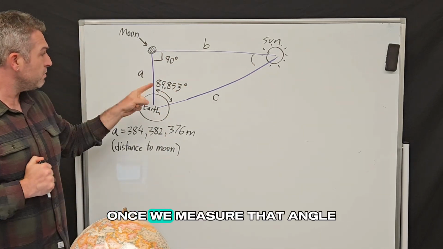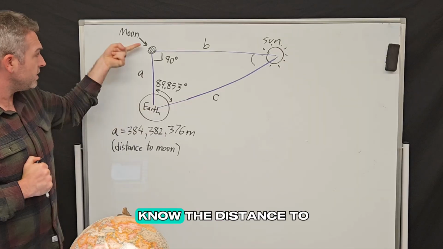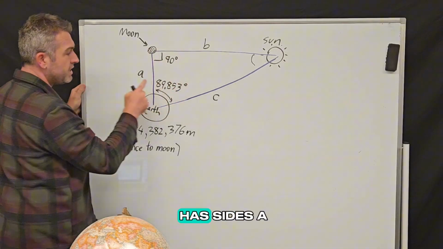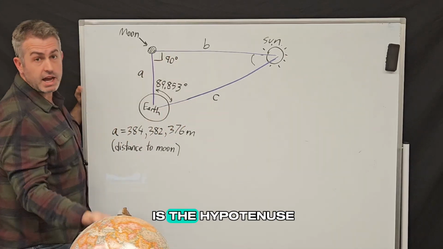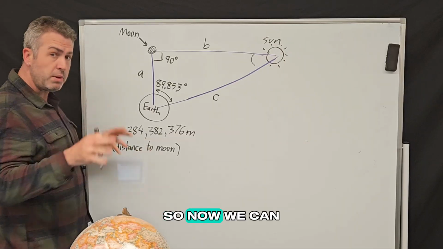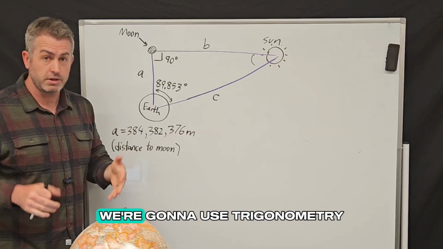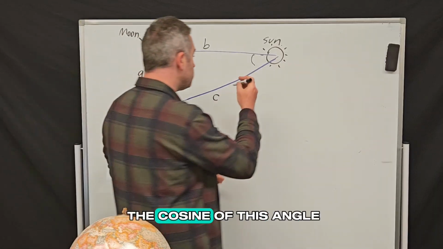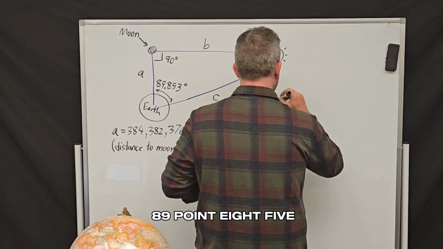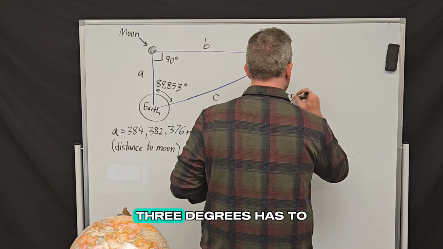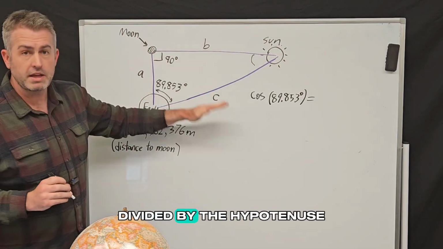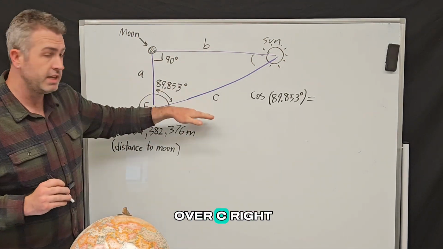So anyway, once we measure that angle, and since we already know the distance to the moon, which is side A on our triangle, remember this is a right triangle, so it has sides A, B, and C. C is the hypotenuse, but we need to know this side to figure this problem out. So now we can set up a trigonometric ratio. We're gonna use trigonometry, and we're gonna say the cosine of this angle, so the cosine of 89.853 degrees has to be equal to the adjacent side divided by the hypotenuse. So it has to be equal to A over C, right?